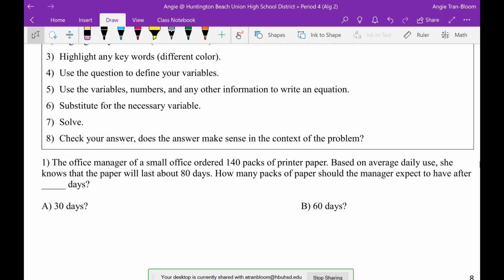Okay. So the question is, I'm going to highlight the question. How many packs of paper should the manager expect to have after the 2 parts? First part is 30 days. The next part is 60 days.